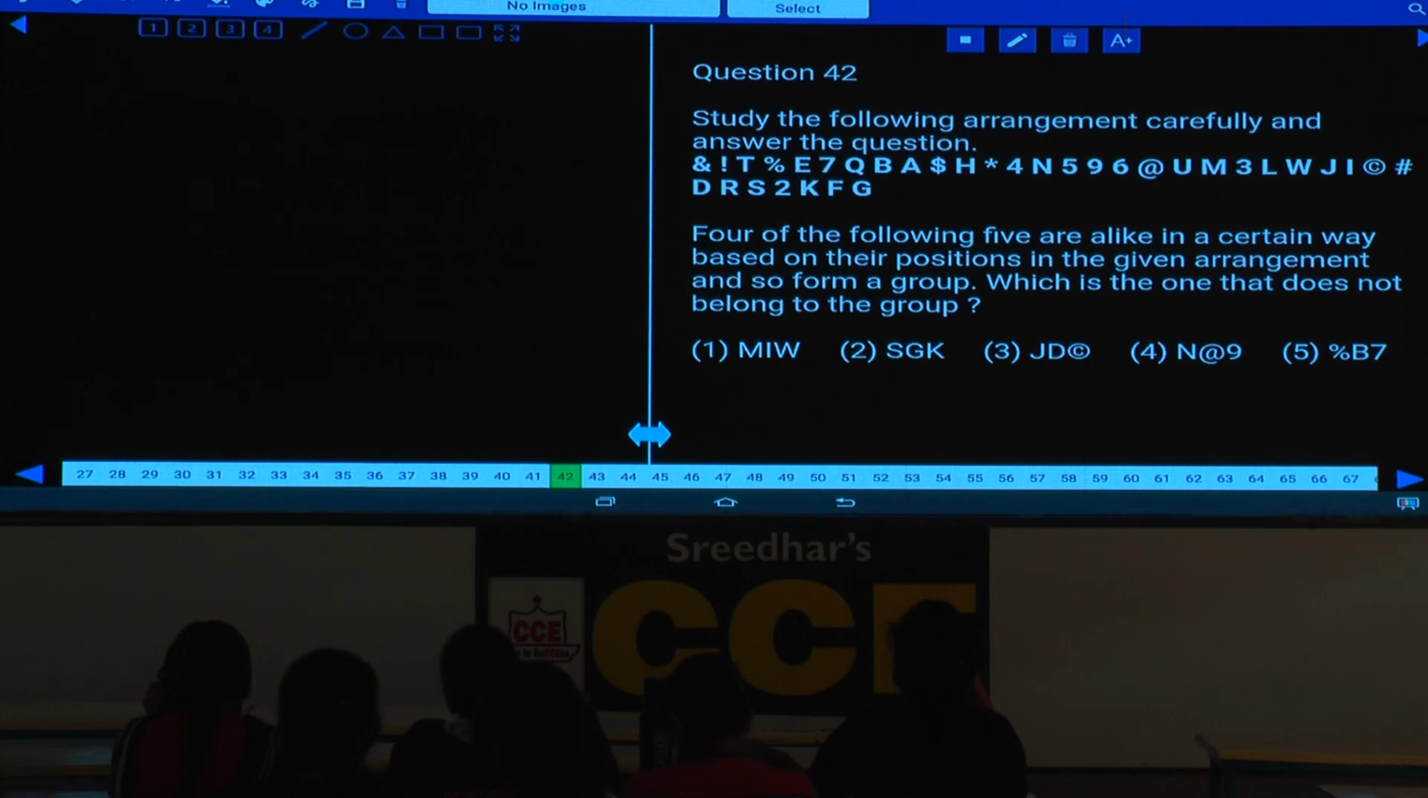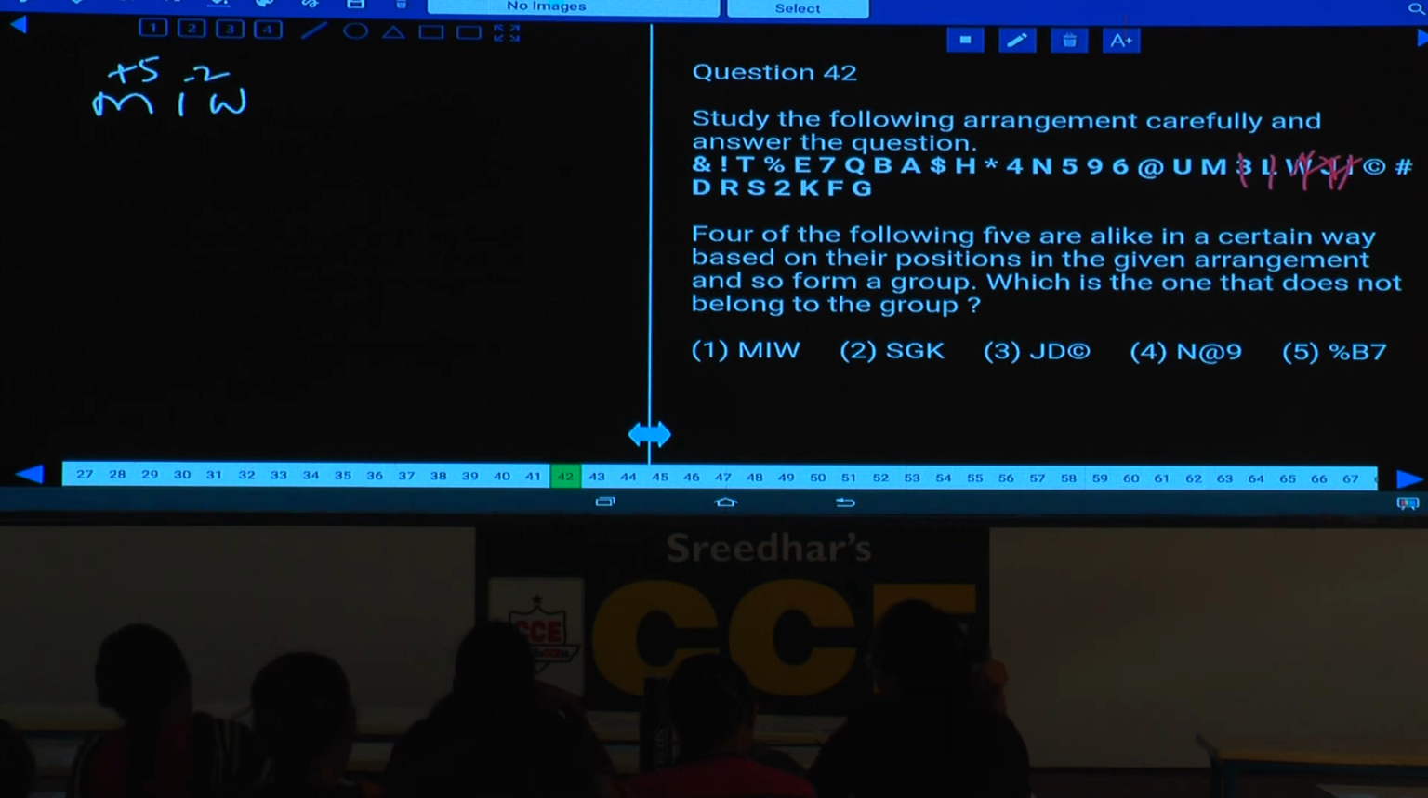Then question number 42. Now in this question, MIW. Tell me what is the relation between these? Where is M here? M to I, 1, 2, 3, 4, 5, plus 5. We are moving 5 elements to the right, that is plus, and I to W, 1, 2, minus 2. Hence plus 5 minus 2 is the pattern followed in the first term.